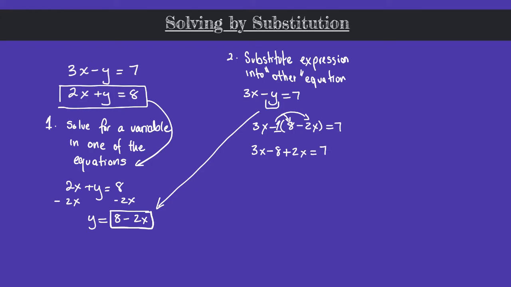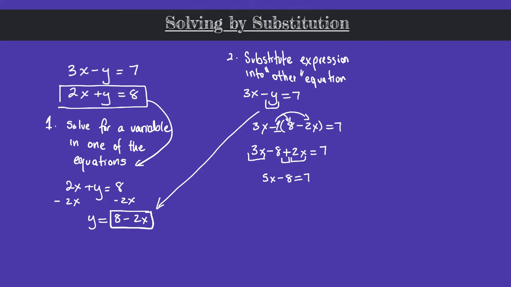Now, we can simplify the left-hand side of our equation. 3x, 2x, they are like terms, so we can go ahead and add them together. Now, I'm adding because the sign in front of the 2x is positive. If that was a negative, I would be subtracting. So 3x plus 2x is going to be 5x minus 8 is equal to 7.